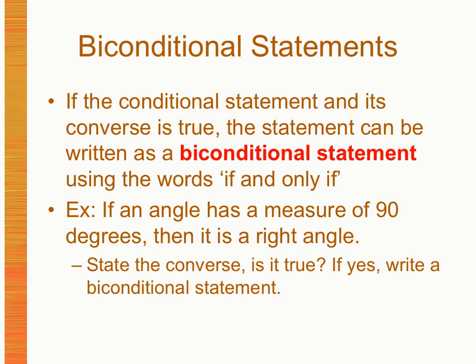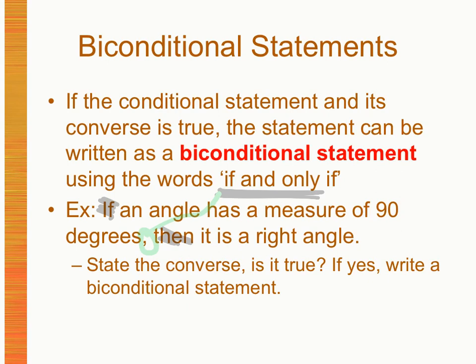So a biconditional statement is if the conditional statement and its converse are both true, then we could rewrite the statement as a biconditional. And we're going to add in the words if and only if. So when we have our statement, we're going to take out the if, we're going to take out the word then, and where this comma is located, we're going to insert the words if and only if. Now, the only way we can do this is if both the original statement and its converse are true.